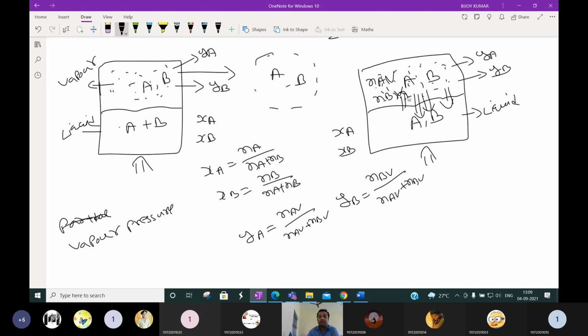And what do you mean by partial pressure? Vapor pressure is when liquid and vapor composition both are there. And partial pressure means, suppose you consider only the gas phase or vapor phase, where two gases are there, A and B. Then the pressure of the individual components is represented by partial pressure.